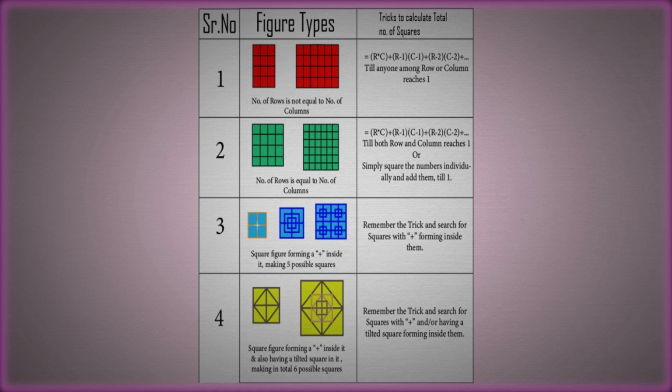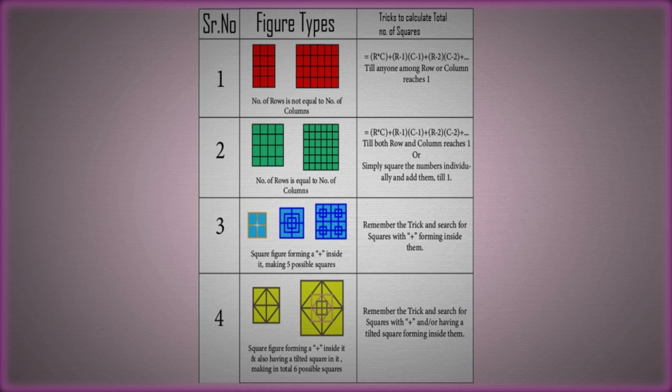Then we saw type 2 figures where number of rows were equal to the number of columns. And in this type of figure, we can use the formula as shown in the 3rd column. Or we can simply square each term and add them up.